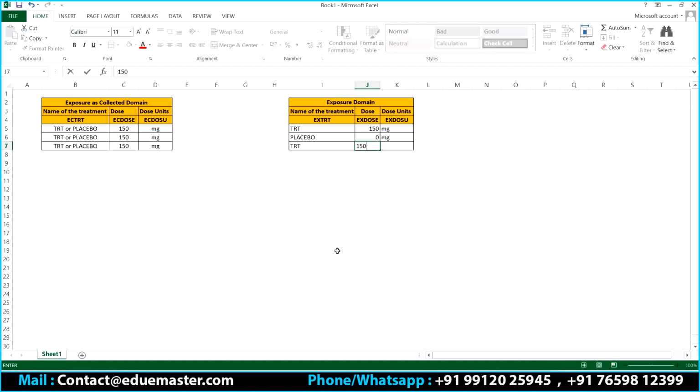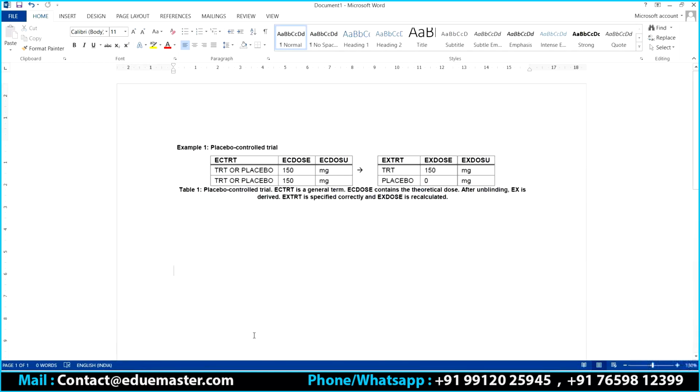It's going to be 150, and here it is 50 mg. Now you can see, out of the 3 subjects that we have here, only 2 subjects got the treatment. The other guy falls under the different group, and he got only the placebo. So after unmasking, your exposure data set is actually giving the true picture of that. Am I correct? Is it making sense?